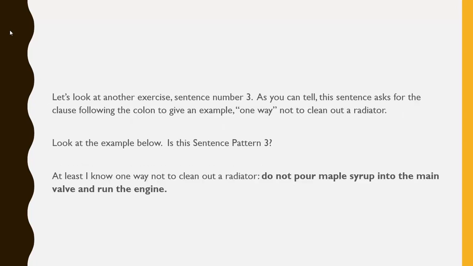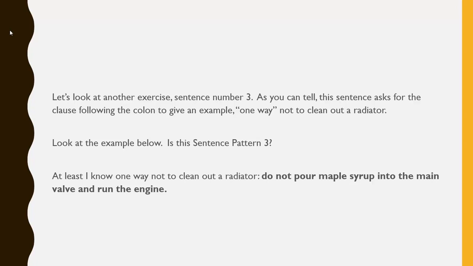Now let's look at another exercise, sentence number 3. As you can tell, this sentence asks for the clause following the colon to give an example, a one-way, not to clean out a radiator. Look at the example below. Is this sentence pattern 3? Yes. This is sentence pattern 3.